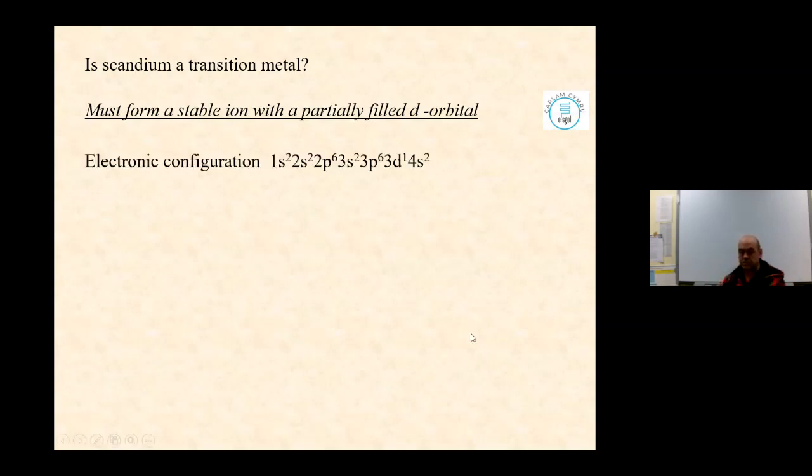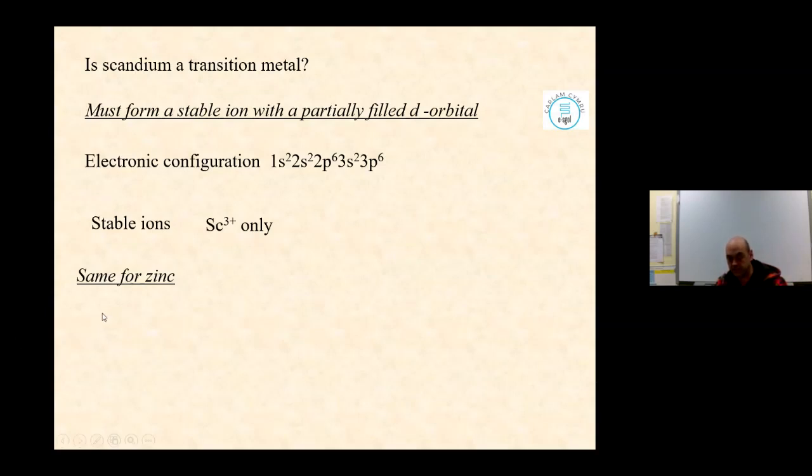So this is its configuration. You'll have to excuse me, I know I've done it the right way, I've got my 3d orbitals all together. That's its configuration. It's got 21 electrons, and it only has one stable configuration, which is the 3+ ion. So if I was to write the electron configuration of the ion, you can see I'm going to take my 3 electrons away, and now we can see that we don't have a partially filled d orbital. So really, scandium is not classed as a transition metal, even though it's a d block element.